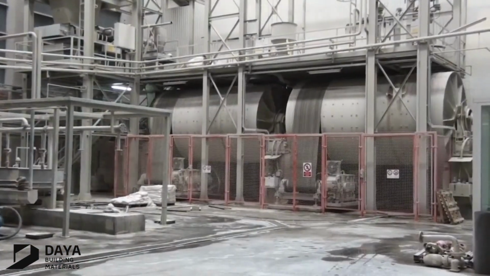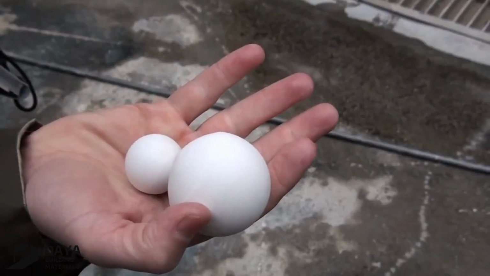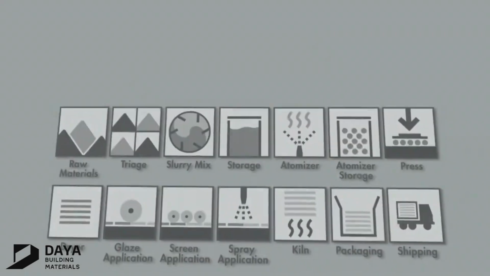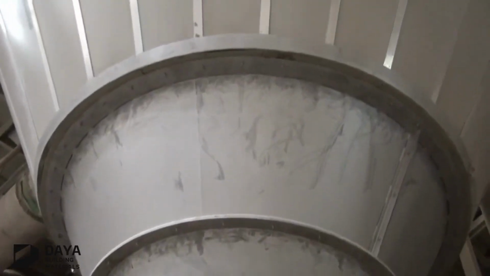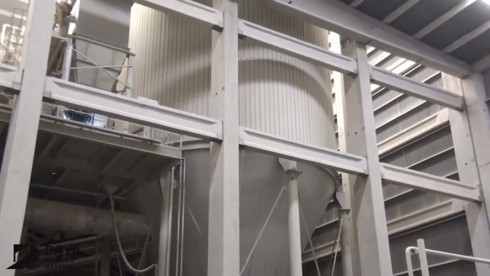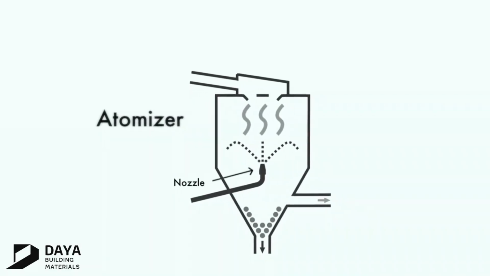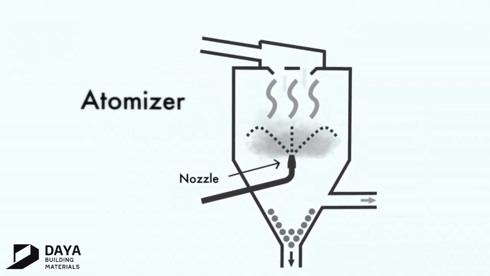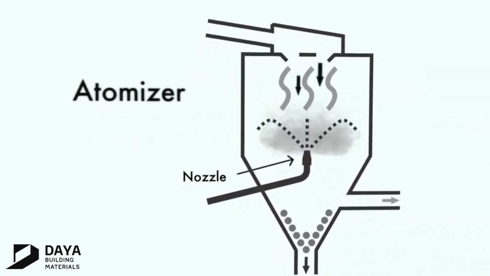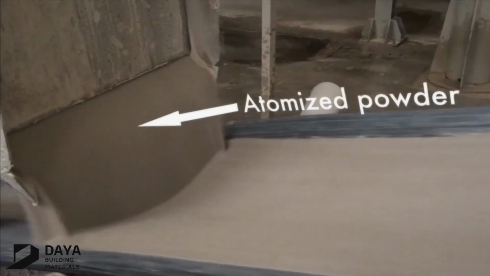The mixture is then fed into a series of mixing tanks with water and ceramic pellets to form a liquid material called slurry. The slurry is then transferred to large underground storage tanks, then fed into an atomizer. The atomizer is equipped with a nozzle. The nozzle sprays the slurry into the middle of a large tank that is fed with a current of hot air. As the slurry becomes airborne, it rapidly dries to form atomized powder.